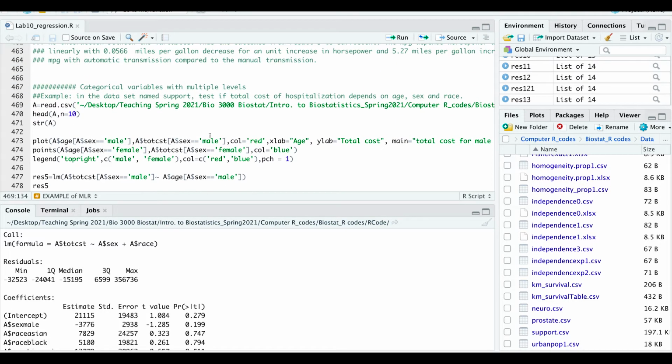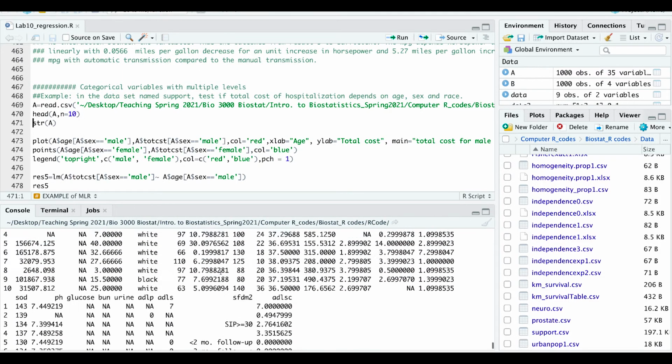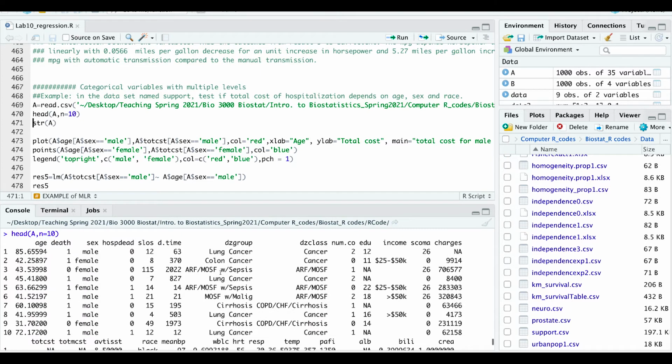Now I am going to read that data set in R. I read it, and then I'm just printing the first 10 lines. Then you can see what that data set looks like. There are so many columns there, right? You can see the structure. But anyway, the first column is age. The second column is death, dead or still alive.